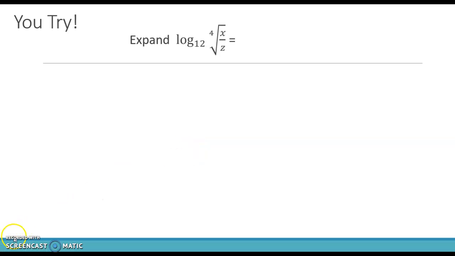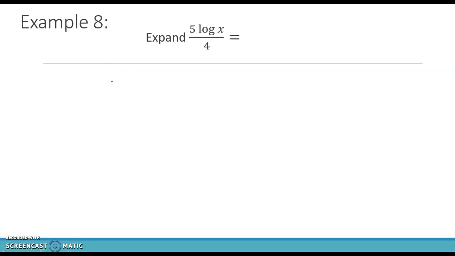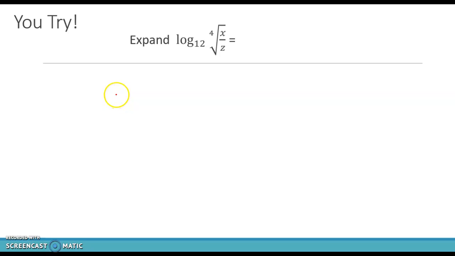All right, you try this one. The first thing I'm going to do is go backwards. I'm going to say log base 12 of (x over z) to the 1/4 power, because the expression in the parentheses is to the first power, so that's to the 1/4 power. I'm going to bring my 1/4 out, put my log base 12 there, and then put my x right there.